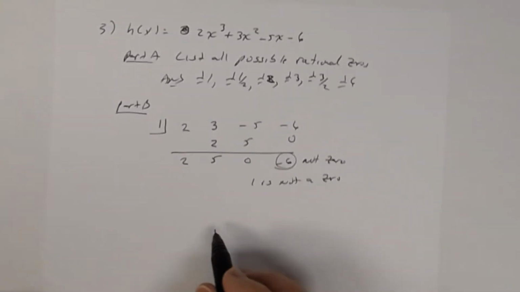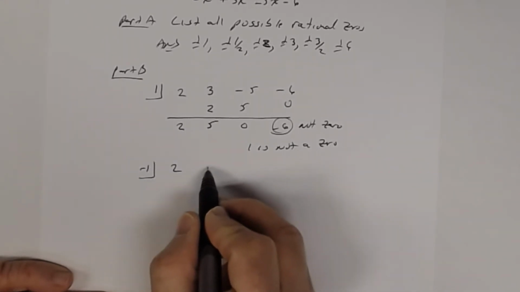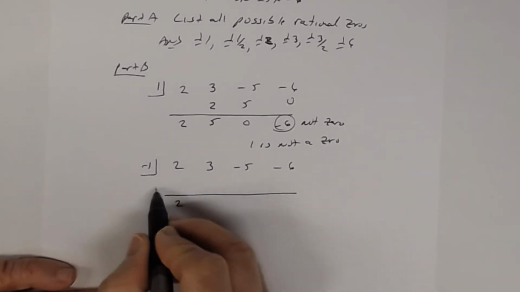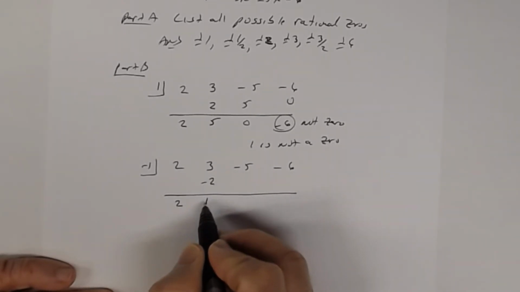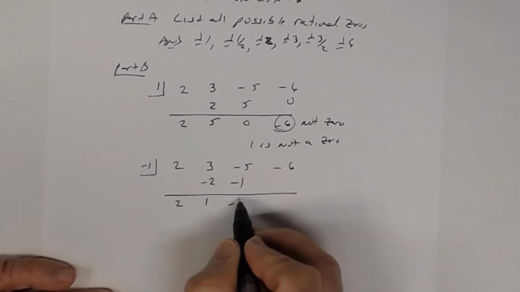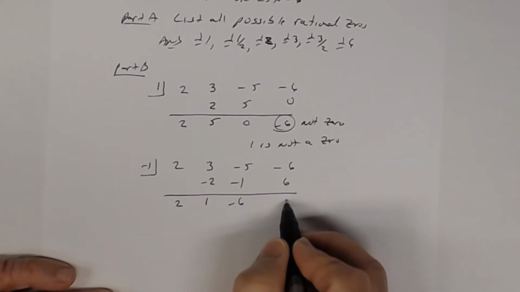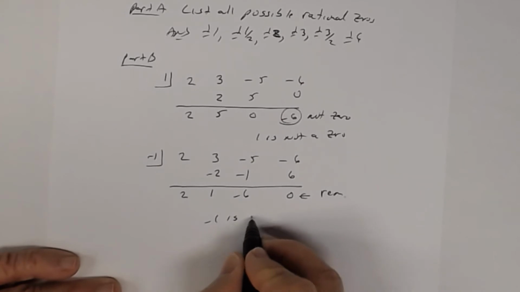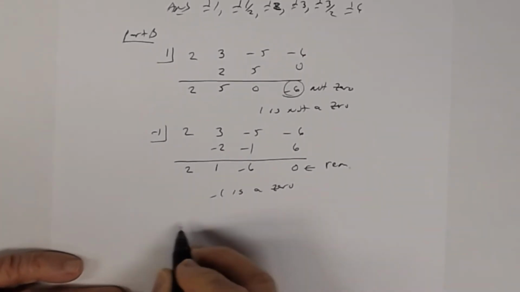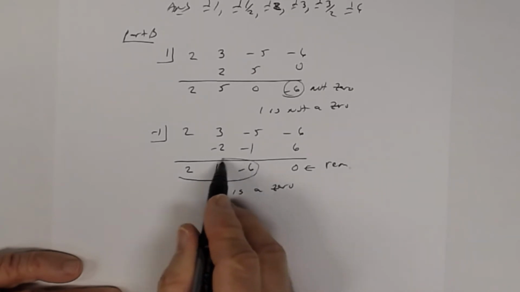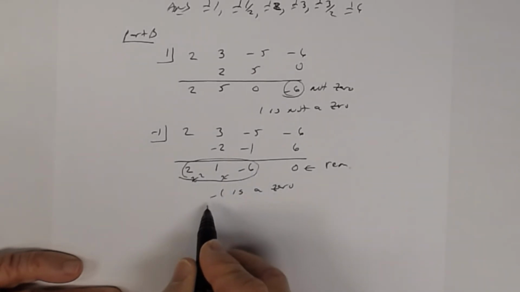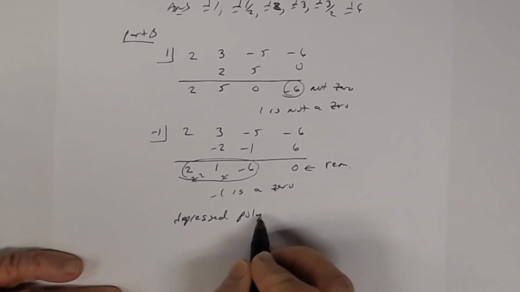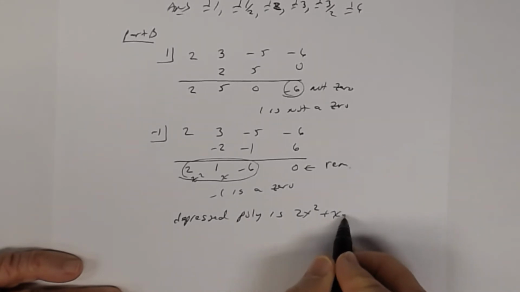So let's try -1. Let's see if -1 works. Do the same thing: 2, 3, -5, -6. Bring down the 2. -1 times 2 is -2. Add, you get 1. Multiply, you get -1. Add, you get -6. -1 times -6 is +6, and you get 0. So my remainder is 0, so that means -1 is a 0. So now my depressed polynomial, these are the coefficients, so that's x squared, that's x. So my depressed polynomial, or my quotient, is 2x squared plus x minus 6.